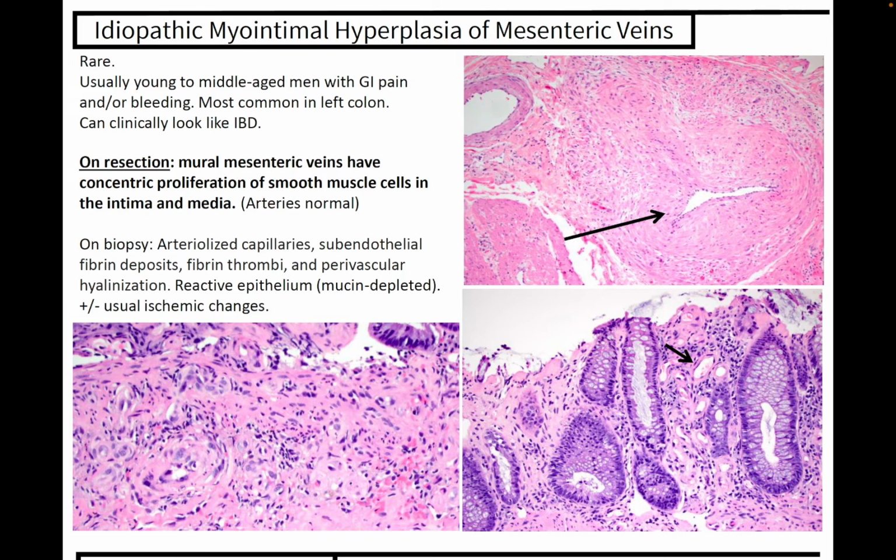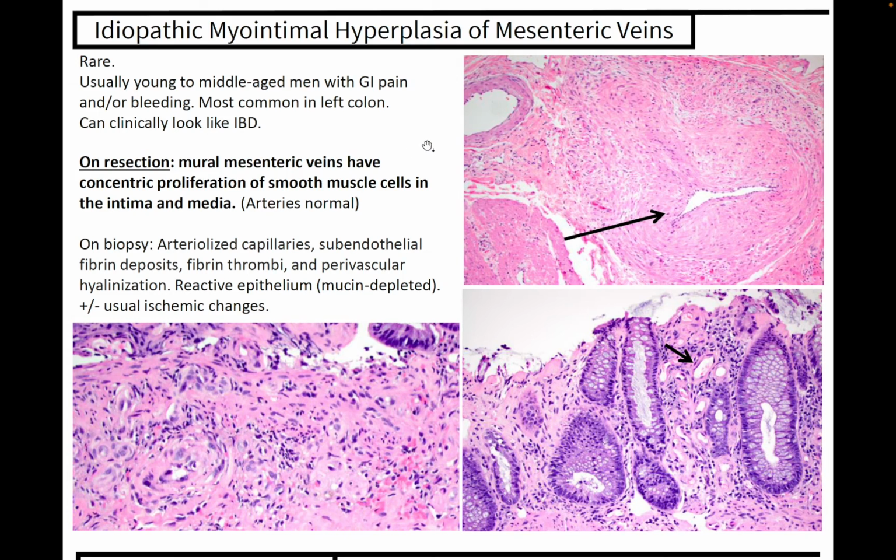All right, next up we've got idiopathic myointimal hyperplasia of the mesenteric veins. So this is rare, usually occurring in young to middle-aged men with GI pain and/or bleeding, most commonly in the left colon, and it can clinically look like inflammatory bowel disease. So on resection, you'll have mural mesenteric veins that have concentric proliferation of smooth muscle cells in the intima and the media, as shown here on the right.